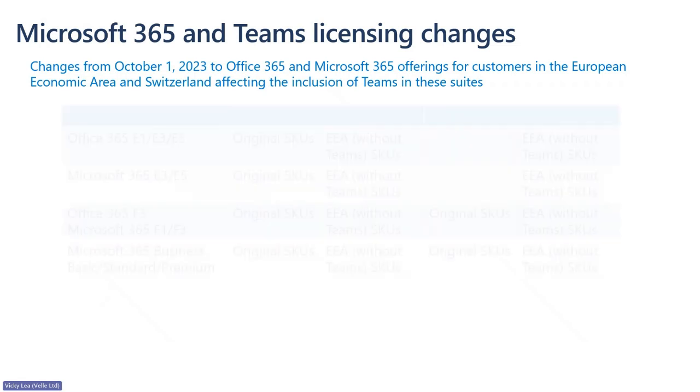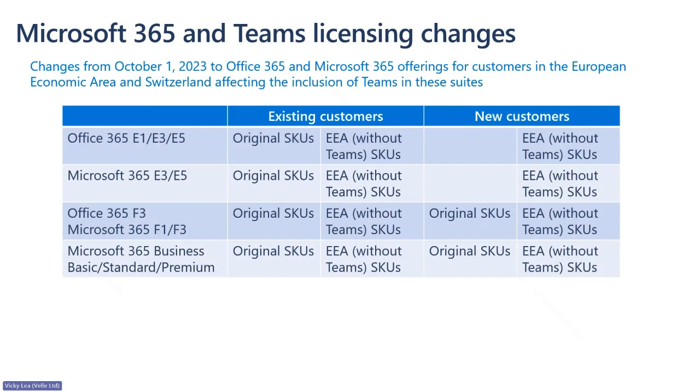Now, what we have with Microsoft 365 is obviously a range of different plans. And if you look at my table on the left-hand side, you can see a list of the different plans that have always traditionally had Teams sitting inside of them. So we can see the general sort of E1, E3, E5, and so on. Now, what Microsoft have done is they have created new versions of these plans in the European Economic Area and Switzerland. And these are versions of the plans that do not include Teams.